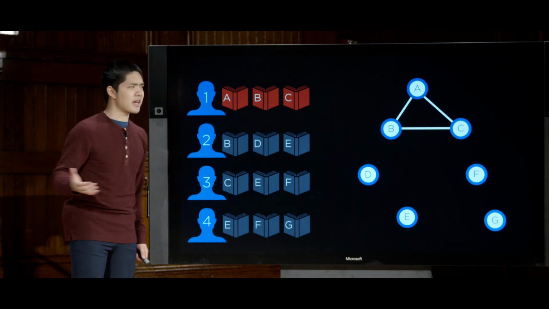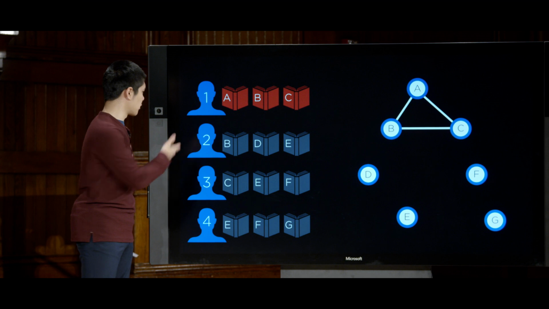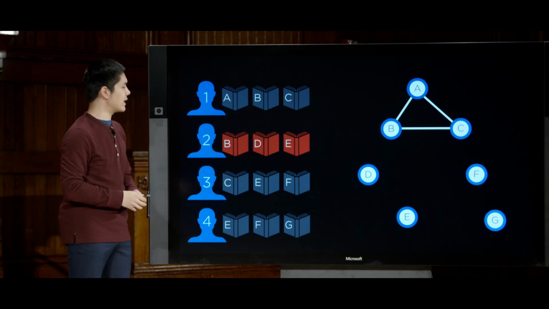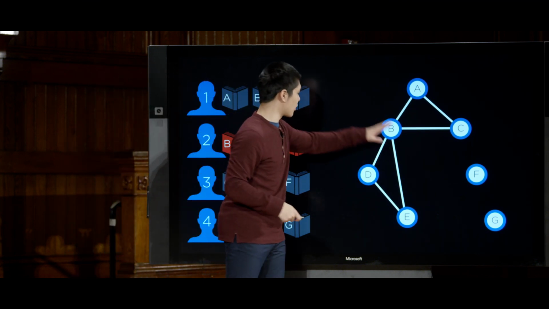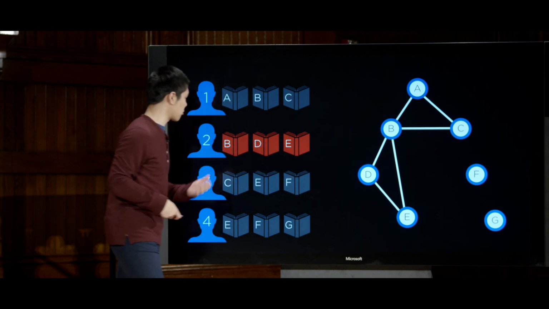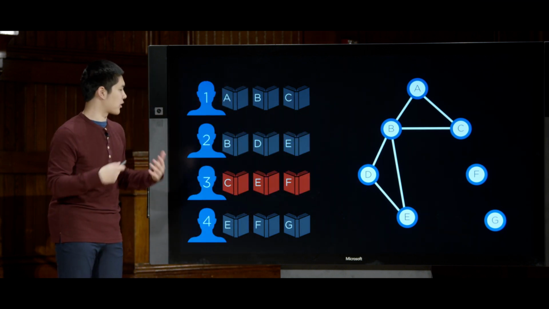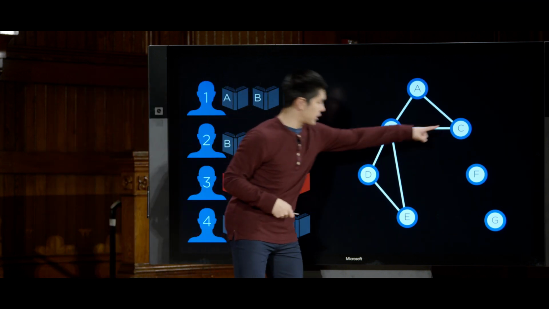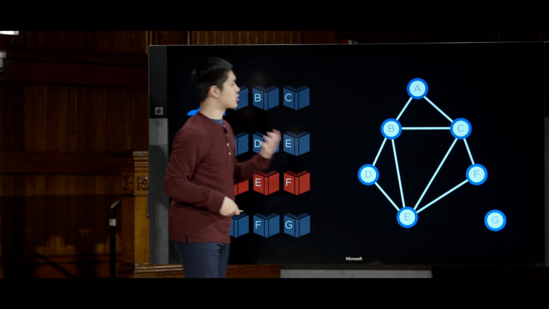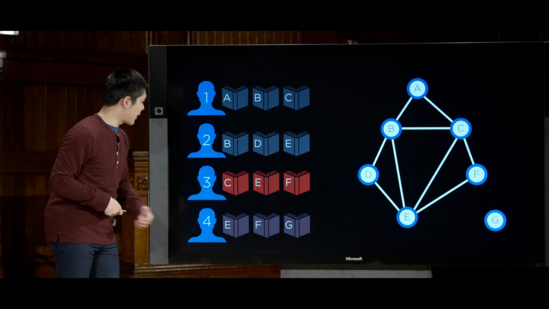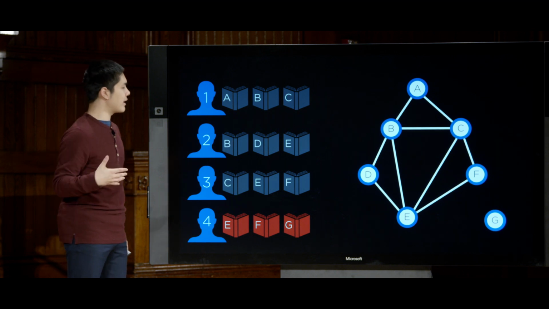And then we can do the same thing for each of the other students. So for student 2, who's enrolled in courses B, D, and E, well, that means B, D, and E, those all need to have edges that connect each other as well. Student 3 is enrolled in courses C, E, and F. So we'll go ahead and take C, E, and F and connect those by drawing edges between them too. And then finally, student 4 is enrolled in courses E, F, and G.